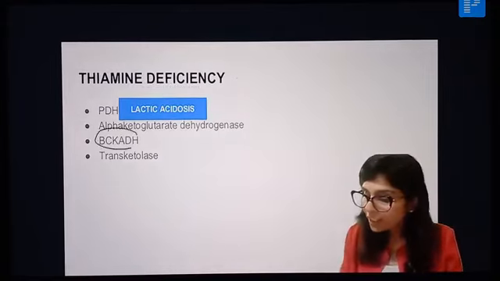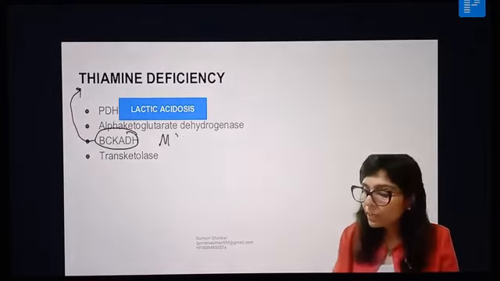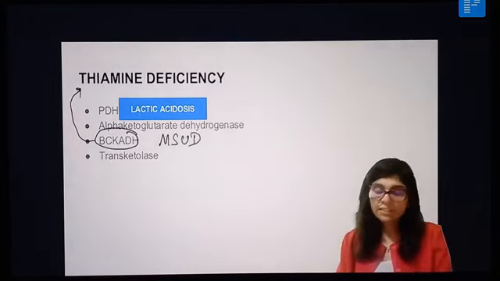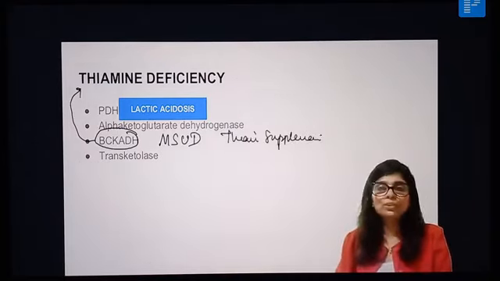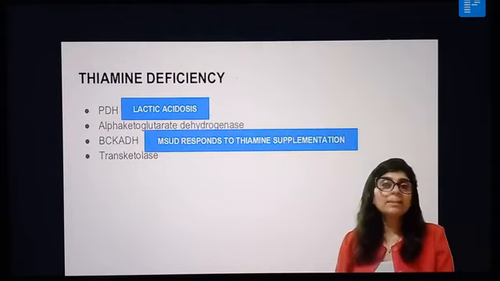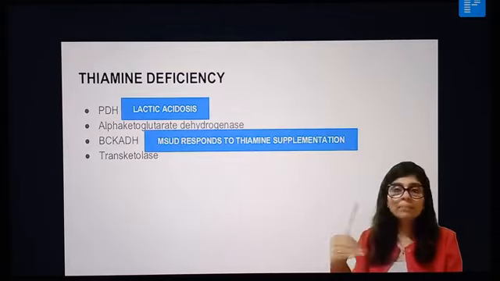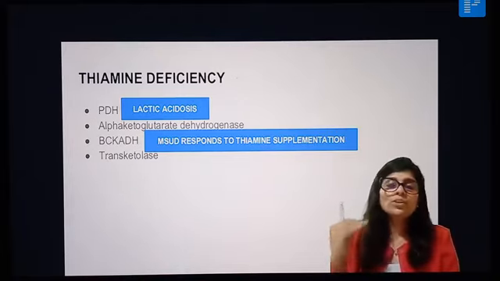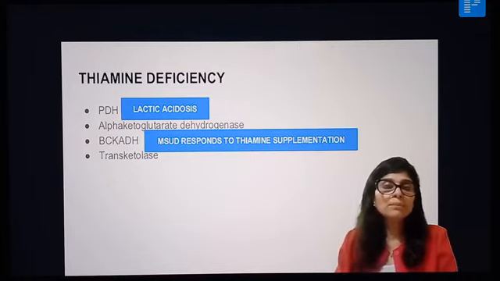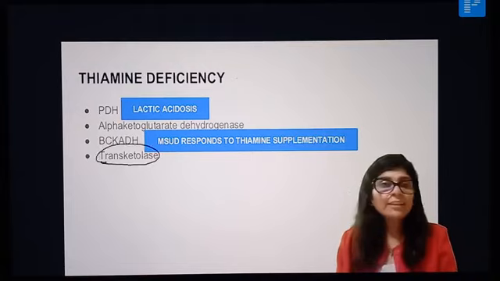Because branched-chain keto acid dehydrogenase is dependent on thiamine, whenever you make a diagnosis of maple syrup urine disease, start thiamine supplementation. Do you understand this? Even when the enzyme is not working, when you give the coenzyme, the enzyme will be supported and the activity will be improved. So tell me, what will you start supplementing a patient of maple syrup urine disease? Thiamine.